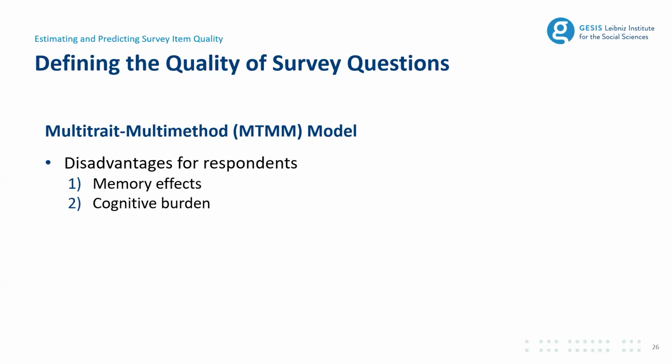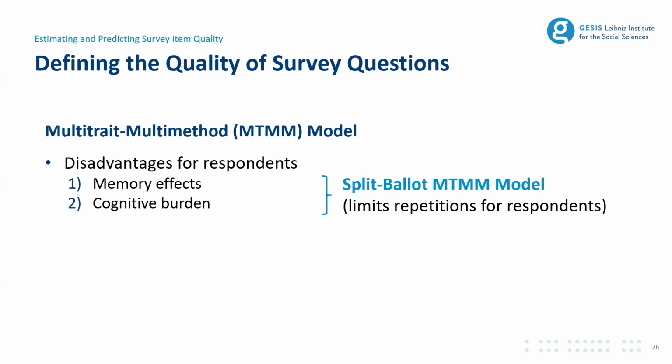To overcome these disadvantages, the split ballot MTMM model was developed, which at least limits the repetitions for respondents. So the idea is that not everybody has to answer all these 9 questions that result from this 3 times 3 matrix, but let's say version 1 and version 3, and the other one version 2 and version 3, and so on and so forth.